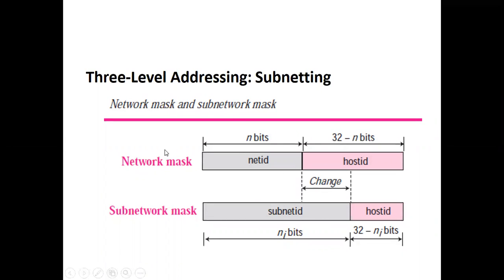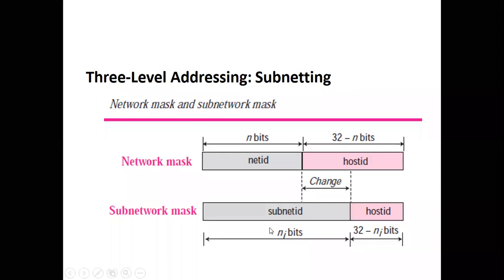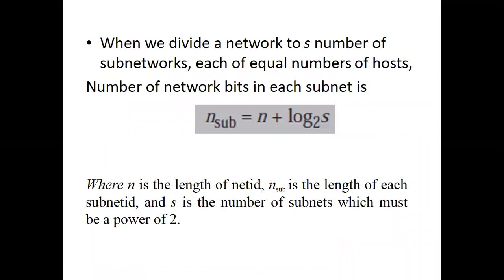Take the exact reverse situation. Instead of increasing the subnet ID, if you are increasing the host ID, meaning you are minimizing the net ID and increasing the host ID, then that situation is called supernetting. That situation is called supernetting, and you can find the addresses accordingly.